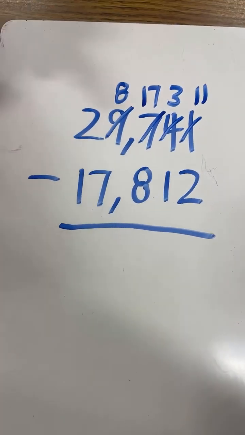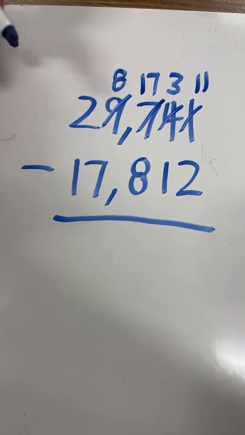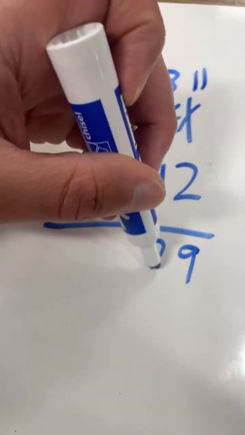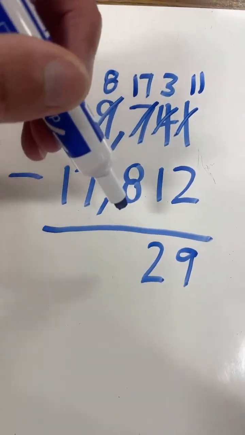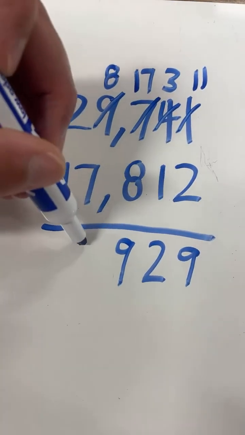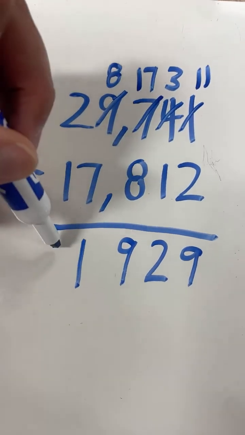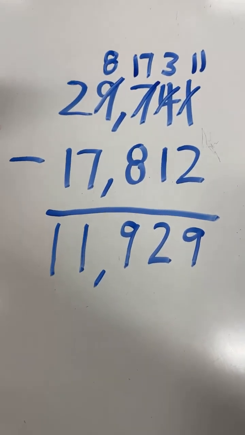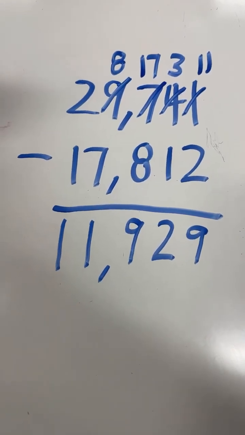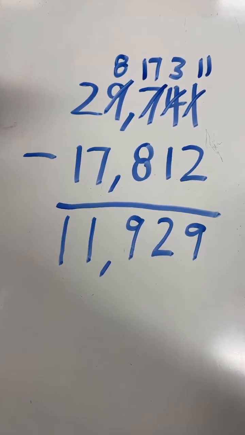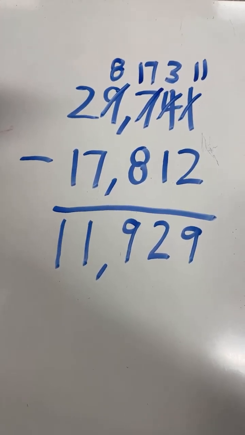All right, now we are ready to subtract. So 11 minus 2 equals 9. 3 minus 1 equals 2. 17 minus 8 equals 9. 8 minus 7 equals 1. 2 minus 1 equals 1. And we have our final answer. 29,741 minus 17,812 equals 11,929.